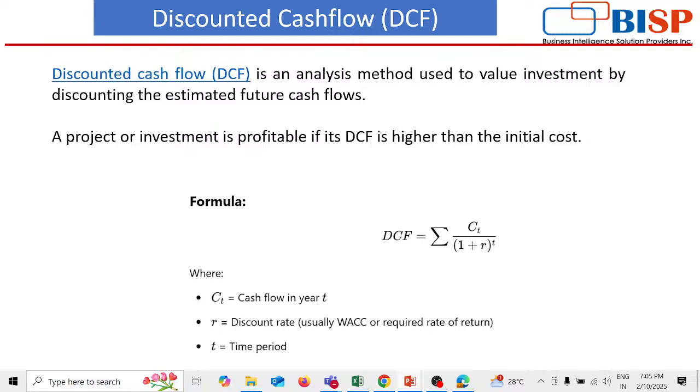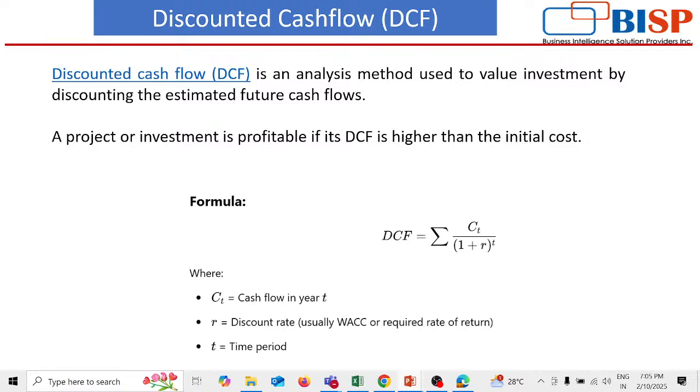It is based on the concept that a dollar received at a future date has a lower value compared to a dollar received today because of the time value of money. So the entire DCF model we are going to base on this important assumption. The time factor of money is very important in this model.